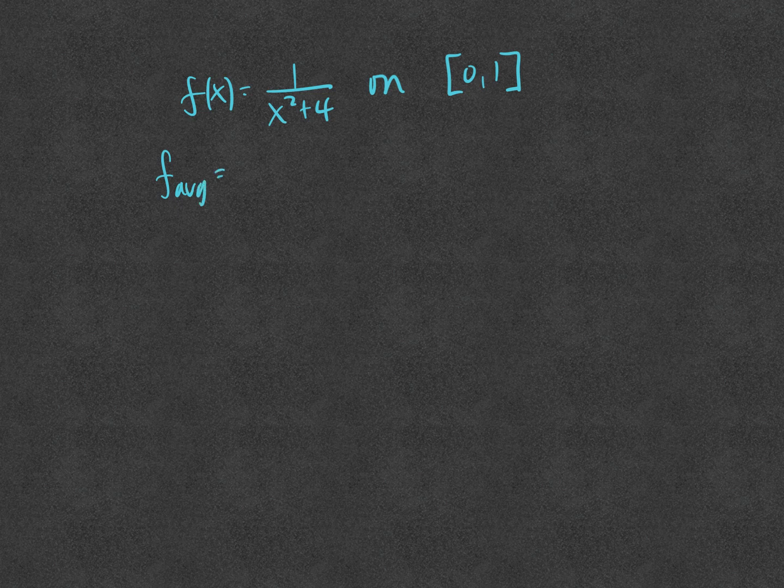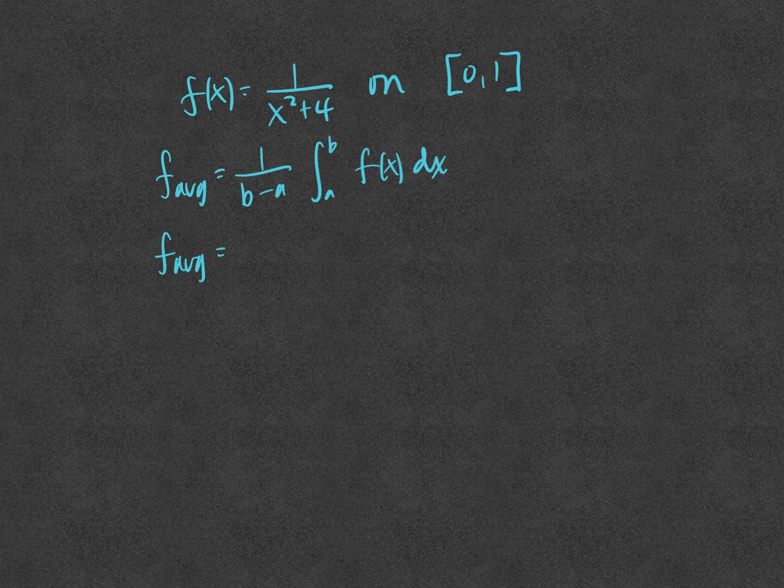Let's do another one. Let f of x equal 1 over x squared plus 4. And let's use the interval 0 to 1. We should be fine there. So again, our formula. Pause for a minute and come up with the formula. You should pause. So it's 1 over b minus a, the integral from a to b, f of x dx.